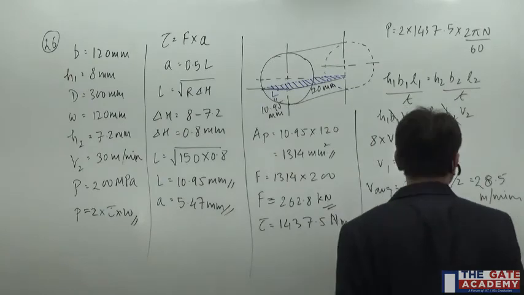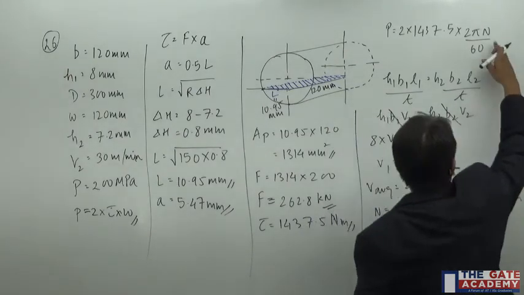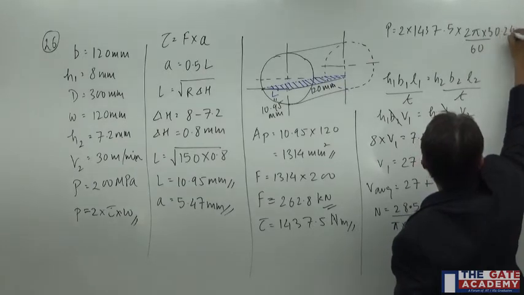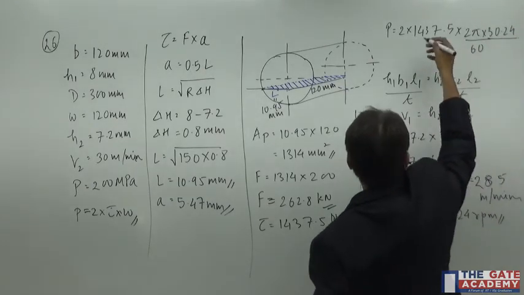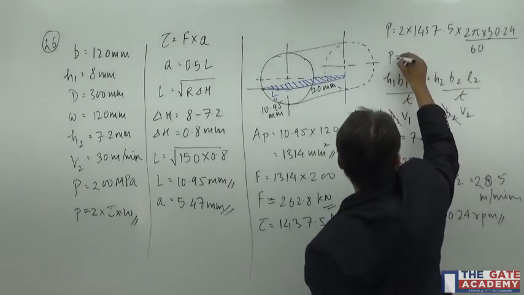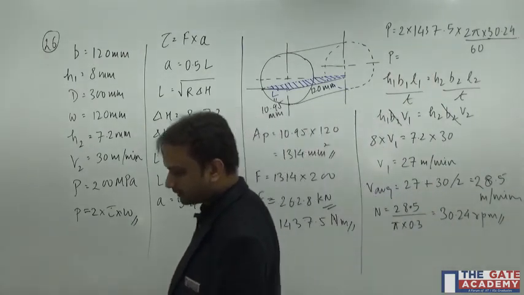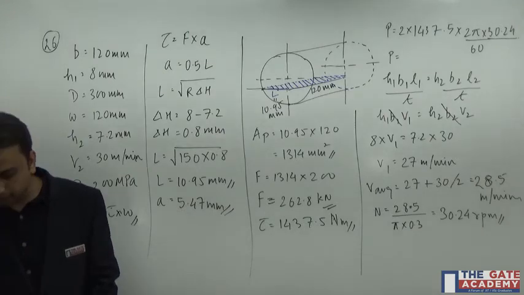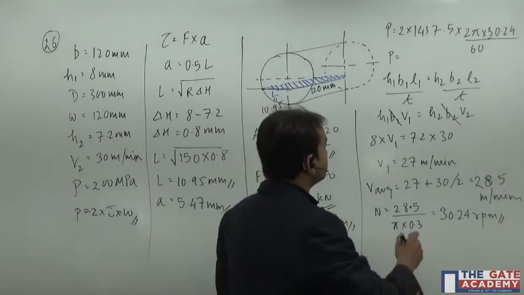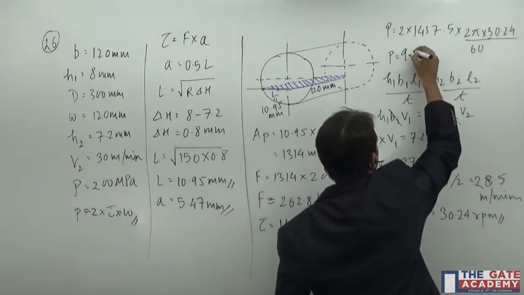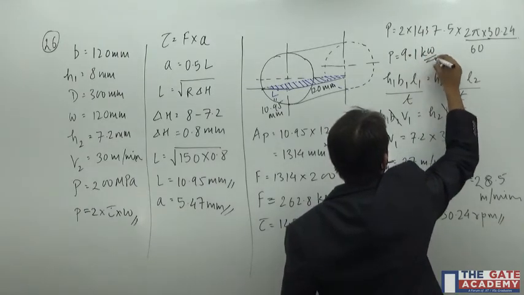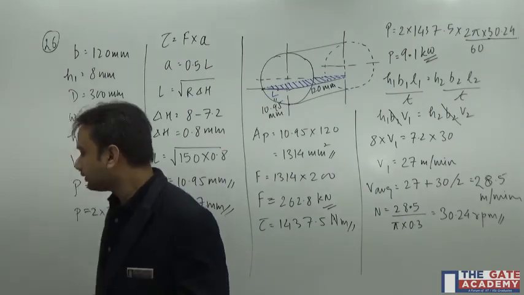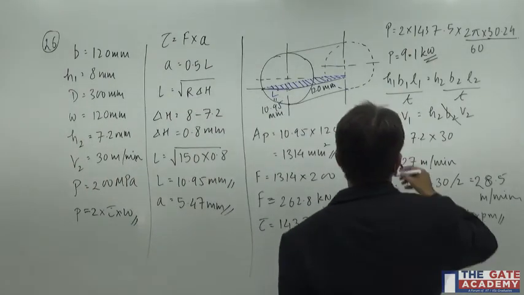So what I am going to do is, I am going to put this value over here, and let us see what we get. 30.24. Okay. And now after solving everything from here, you will get power as, let us see, I am getting 9.1 kilowatt. 9.1 kilowatt is the answer that I get, right?